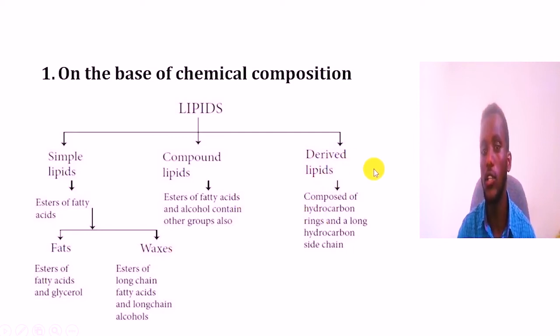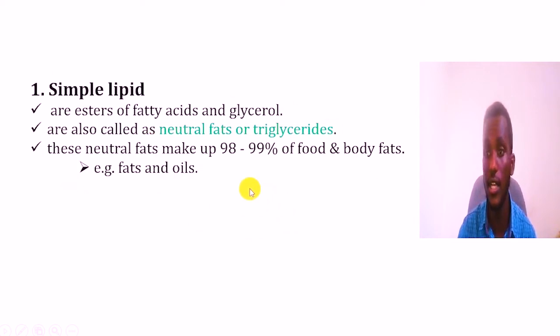Derived lipids, as the name indicates, are obtained from the lysis of either compound or simple lipids. That means their structure is composed of or consists of hydrocarbon rings or hydrocarbon chains. So let's see the simple lipids. They are basically fatty acid and glycerol, that is, fat and wax, and we have classified them into these two. Basically, these fats are the neutral fat, which we call triglyceride.